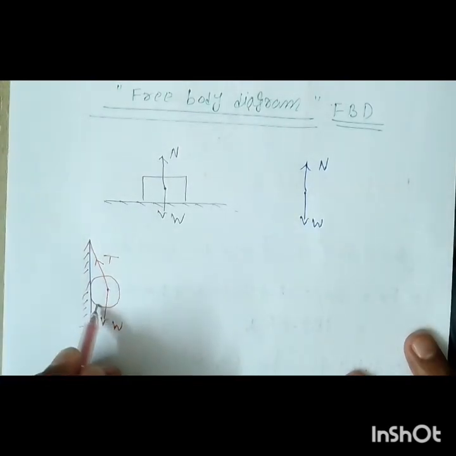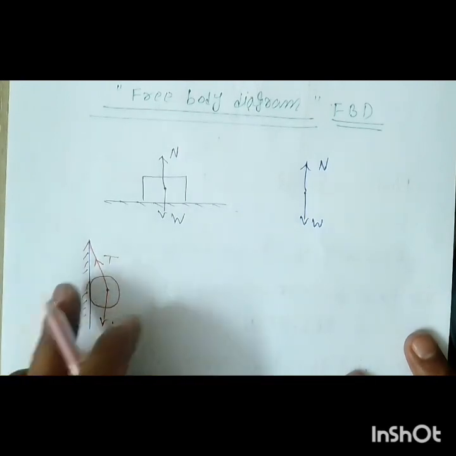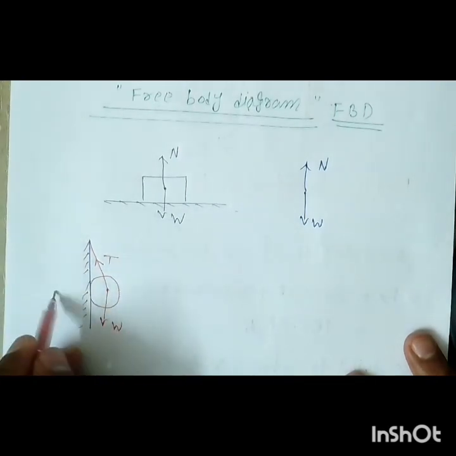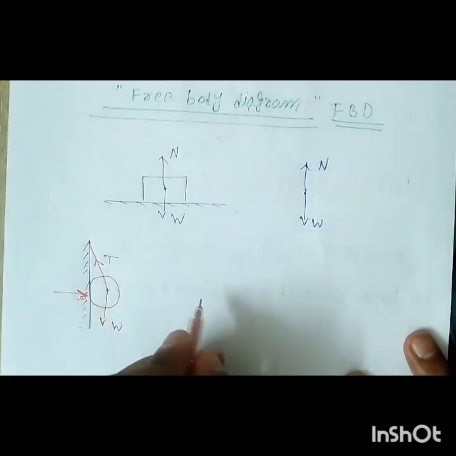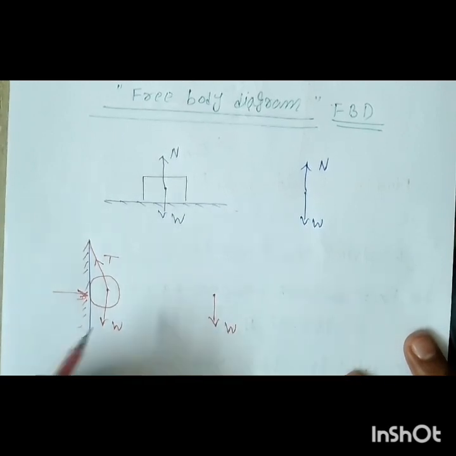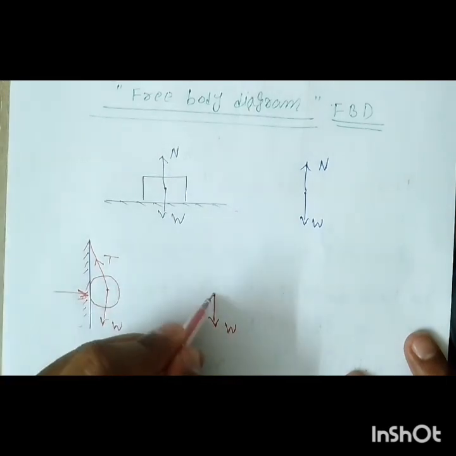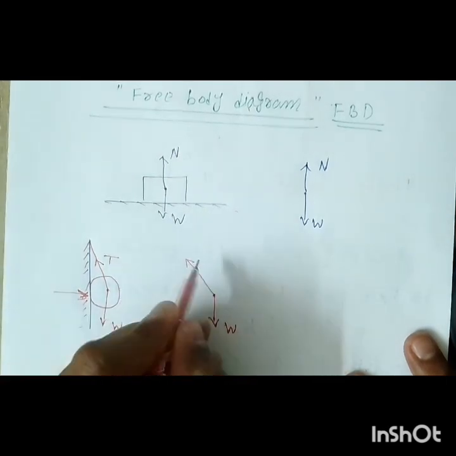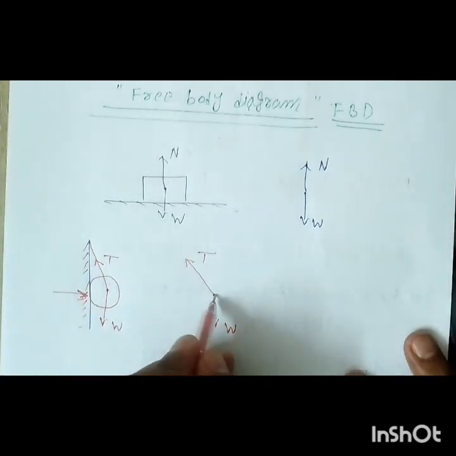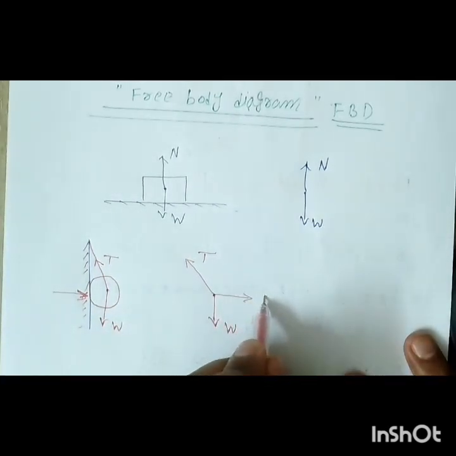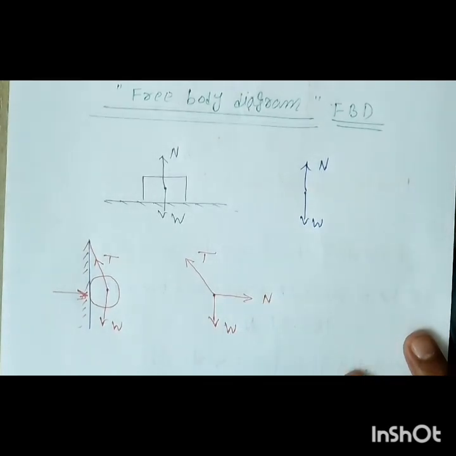Now the cylinder acts with a force on the vertical wall, so the wall will act with a reaction on the cylinder, in this direction. If I draw the free body diagram for this system, this is the point of action, this is the weight W, and because of this weight the tension T takes place in the wire, and this is the reaction by the wall on the cylinder, which you can call R or N, anything you can use right now. So this is the free body diagram.